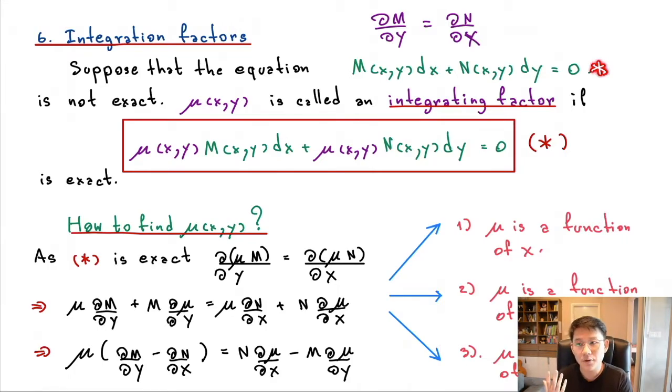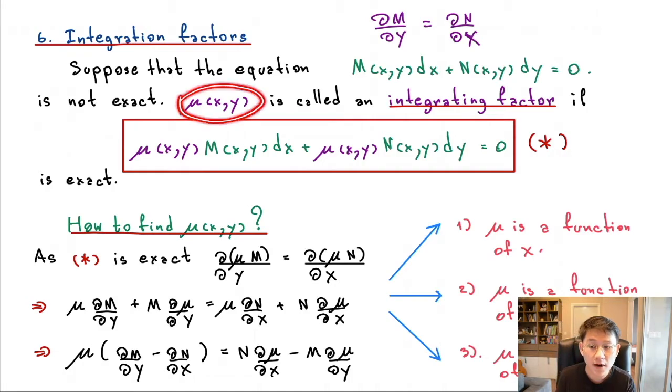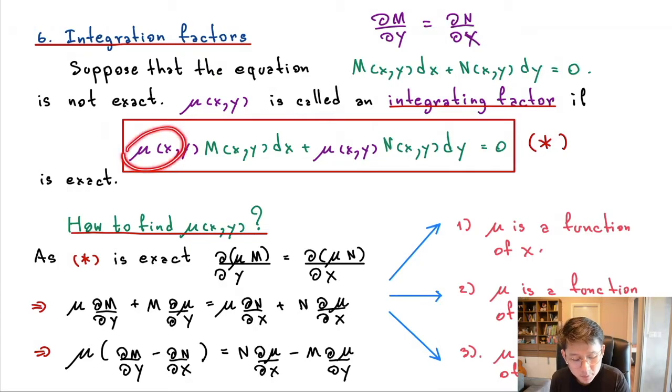But in this video, we assume that this equation is not exact, which means that dM by dy is not the same as dN by dx, okay? So if it's not exact, mu, which is a function of x and y, is called an integrating factor if mu M plus mu N equals 0 is exact.